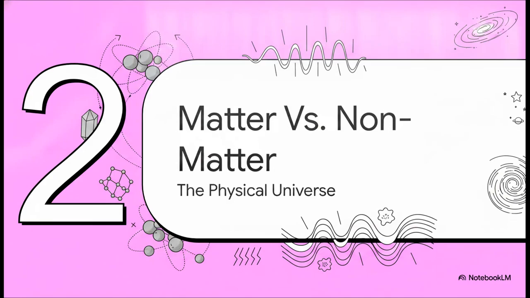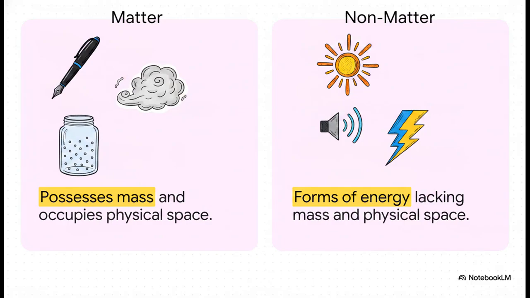Section 2. Matter versus non-matter. Defining the physical universe. So let's shift gears from that motivational macro view into the scientific macro view. What exactly is the universe made of? Well, we've got to draw a really stark line right here. On one side, we have matter. For something to be considered matter, it absolutely must possess mass and occupy a definite volume, meaning it literally takes up space. It's composed of discrete physical particles like atoms or molecules. Think of a pen, a cloud of smoke, or the air you're breathing right now.